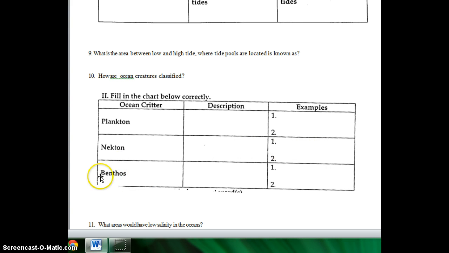Benthos, think of the B in benthos for bottom. They live on the bottom of the ocean. They are bottom dwellers. Benthos are bottom dwellers.